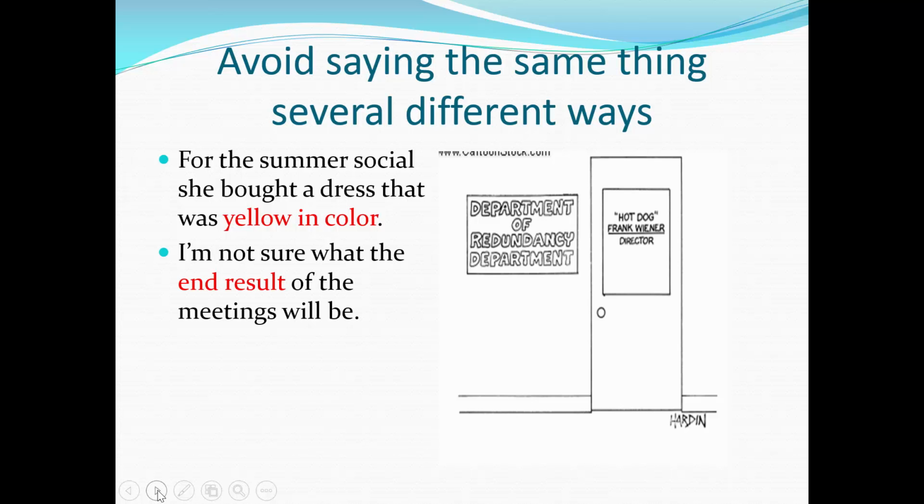Obviously, yellow is a color, so we don't need "was yellow in color." We could even make it more concise by saying, for the summer social, she bought a yellow dress. We don't need a dress that was yellow. That's a lot more words than we need. And while that's not wrong, a lot of times you want your sentences to be concise. I mean, think about Twitter, think about our texting language, that people don't want to follow these long, winding sentences unless there's a point to them and they're particularly eloquent. But that's not eloquent, and there's no point in putting in that many words. It just makes you sound wordy and verbose.